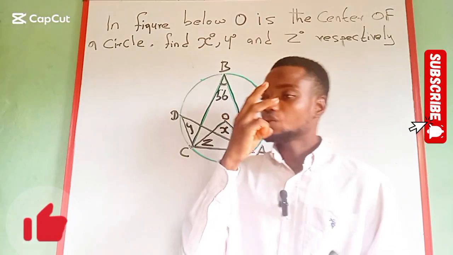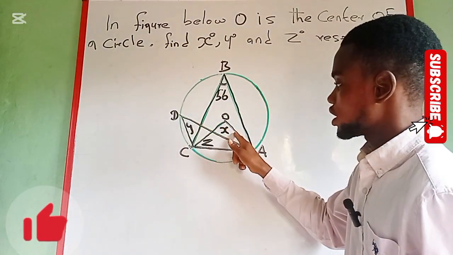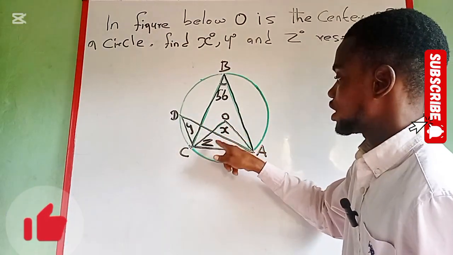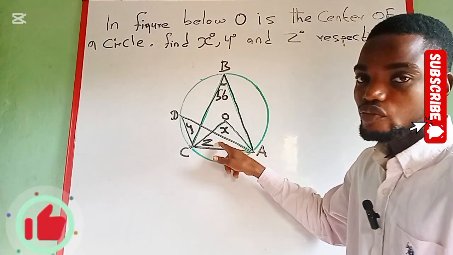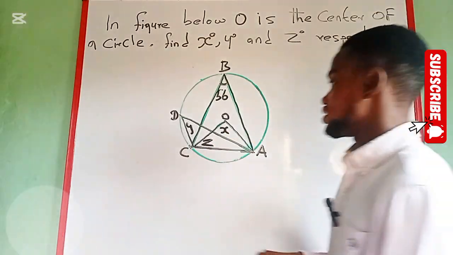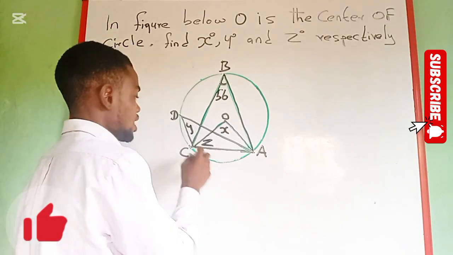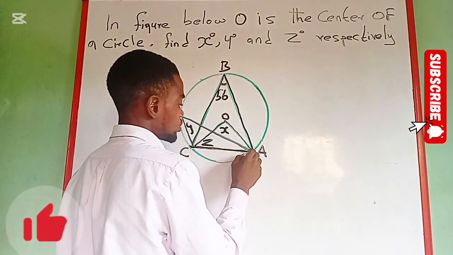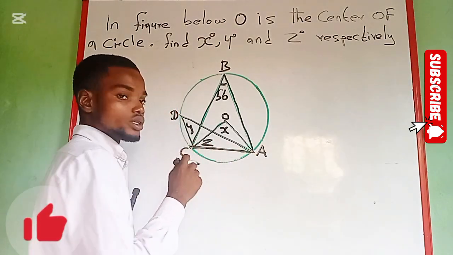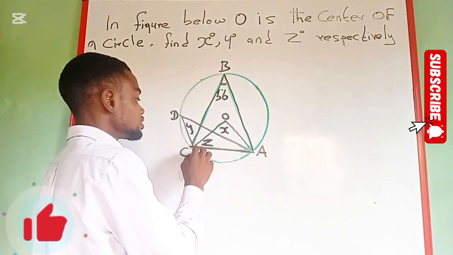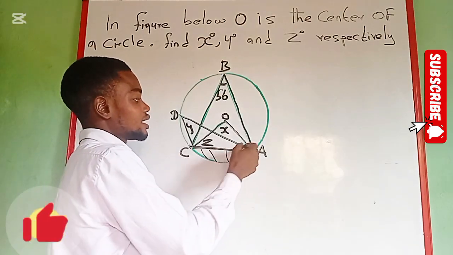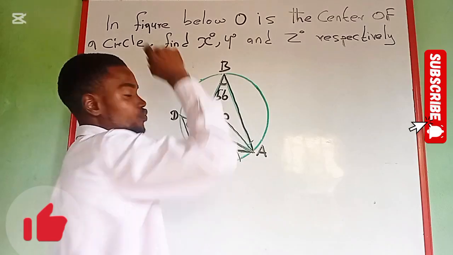Welcome back again. Notice we are looking for three unknown variables here: y, z, and x. So how do we have to identify this? If you look closely, we have something that may be similar, and that is this chord. This chord divides this circle into what? Into segments. This is the minor segment, and this other one is the major segment.